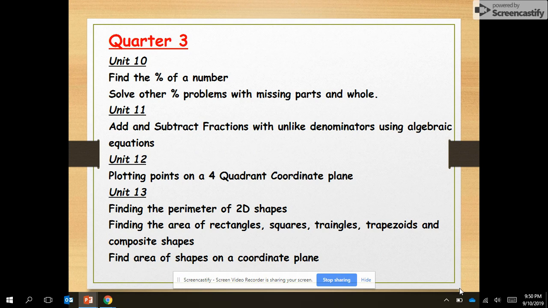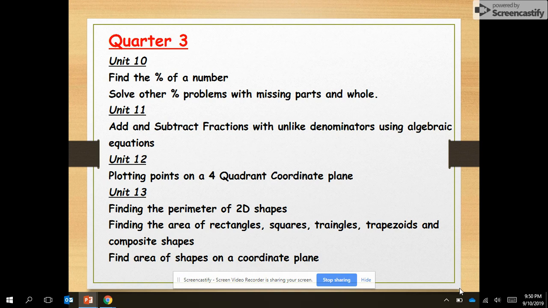For quarter 3, we go into percent of a number, as well as solving other percent problems with missing parts and wholes. In Unit 11, we add and subtract fractions with unlike denominators using algebraic equations, and then we plot points on a 4-quadrant coordinate plane.